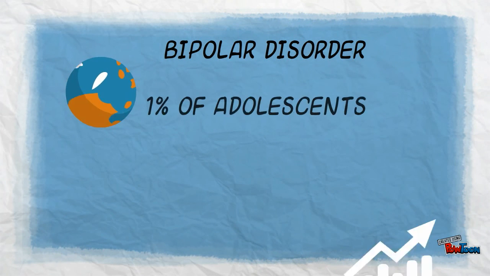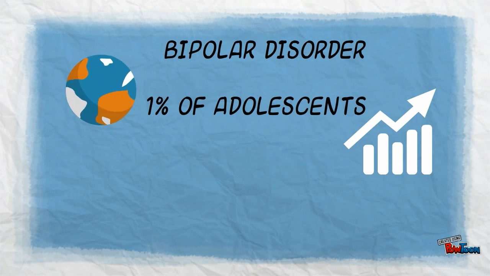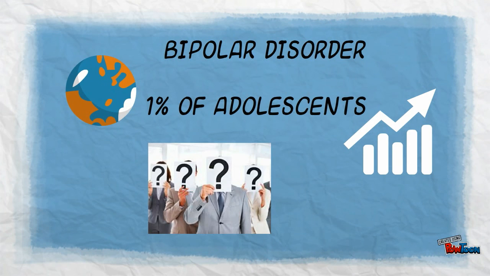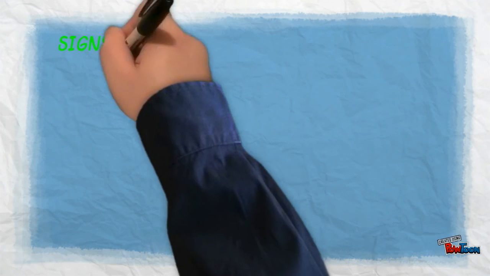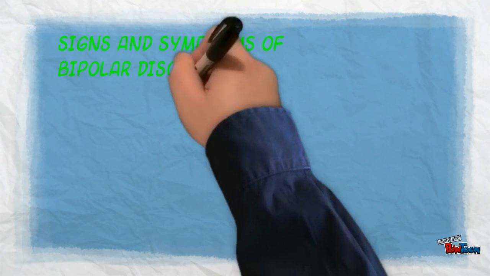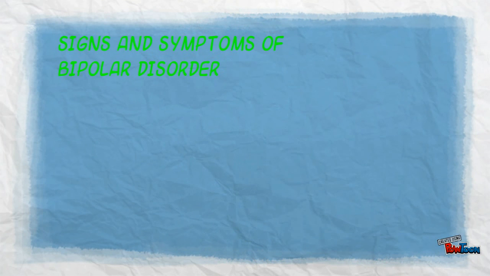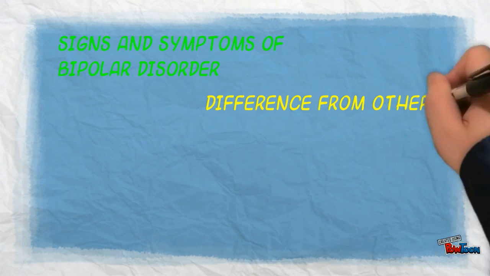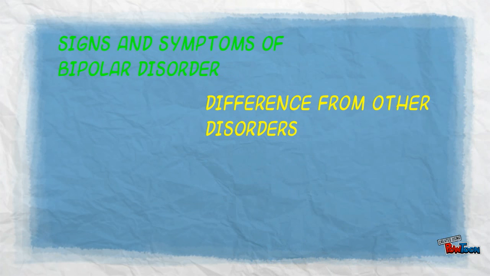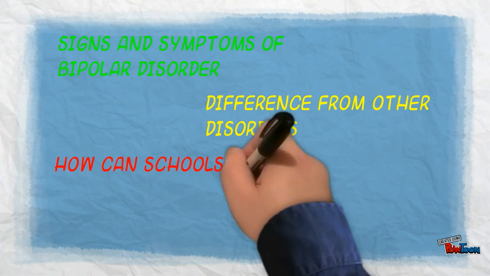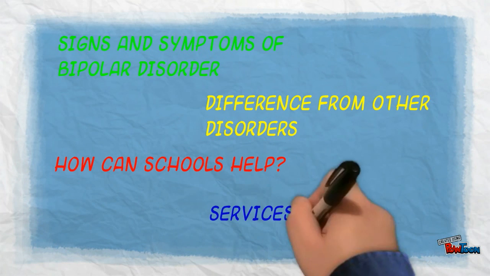It is estimated that about 1% of adolescents are affected by bipolar disorder, so it is likely that one or more of your students are affected by this. This video aims to help make you more familiar with the signs of bipolar disorder and how it is different from other disorders. It will also cover what schools can do to help young people affected by bipolar disorder and what services to refer to.